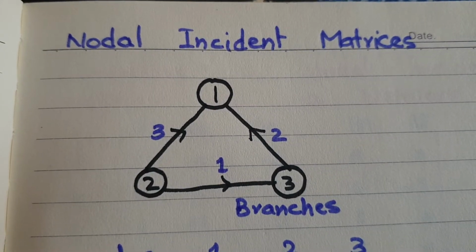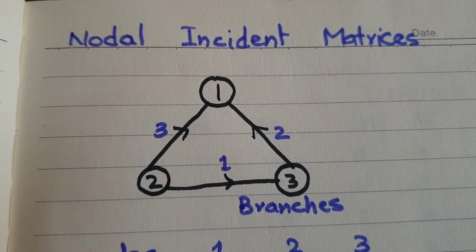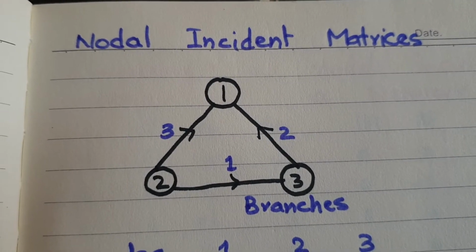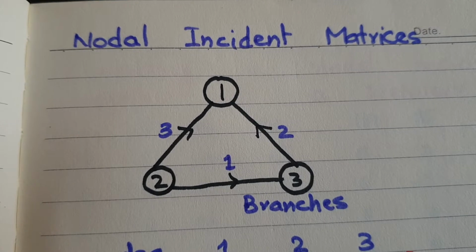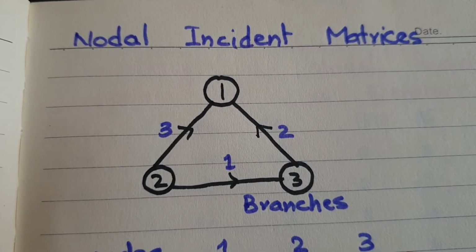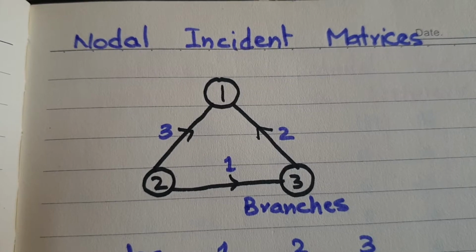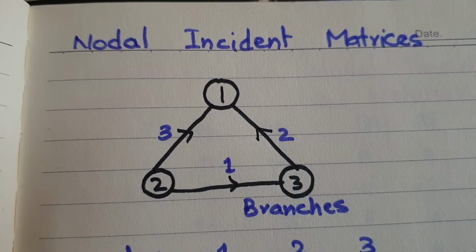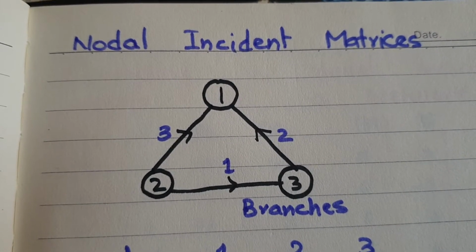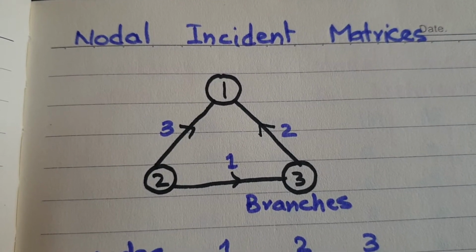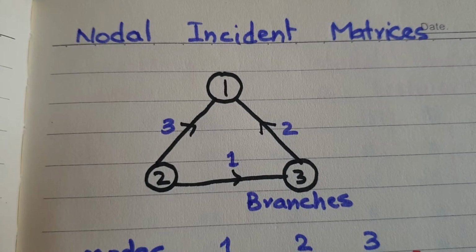Today's lecture is about the implementation of the nodal incident matrices. First of all, we will see what the nodal incident matrices are. The nodal incident matrices are basically used for modeling electrical networks. If a network consists of nodes and branches, we can translate this network into the form of a matrix, and the number of rows and columns are determined from the number of nodes and branches present within a network.